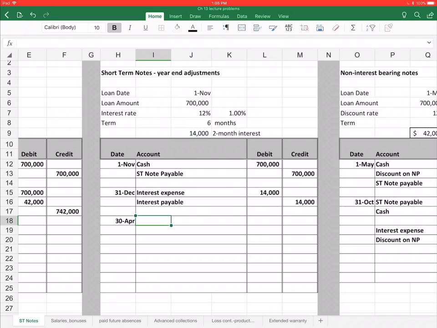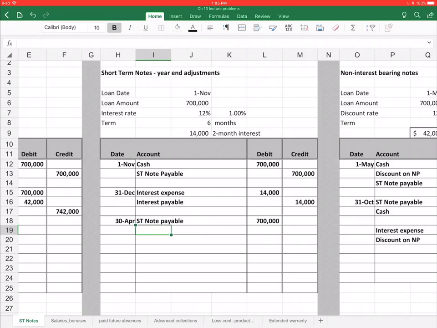So we'll start with the simplest part, which is that we want to debit the short-term note payable because on this day we are actually paying off the amount that we have due, right? So the $700,000 short-term note payable, we want to debit that. We essentially want to make that zero on our accounting records.